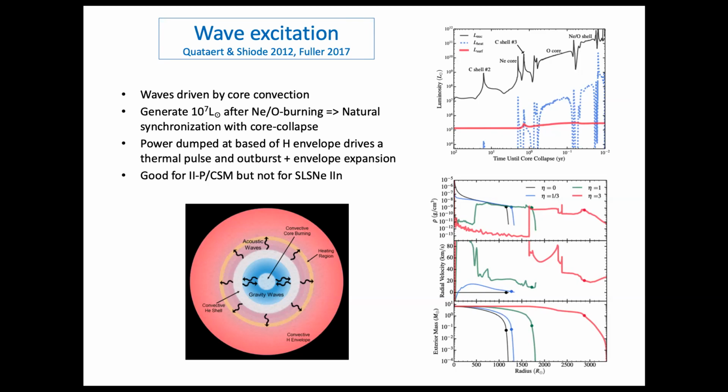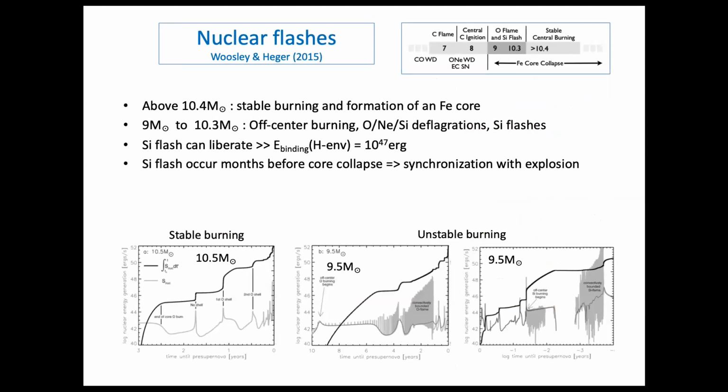That's your interaction. So you can also have nuclear flashes. This is something that happens at the interface between low mass stars that become white dwarfs and high mass stars that form an iron core. Which mass range depends on the code you use, but here these are the results in Kepler, the code of Woosley. If you are above 10 solar masses, you have stable central burning, and then you form an iron core, and nothing really special happens. But between 9 and 10.3 solar masses, you actually burn off-center in degenerate conditions, and you can have flashes, you can have deflagrations, and so on.